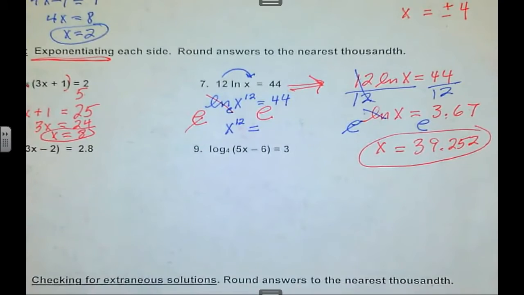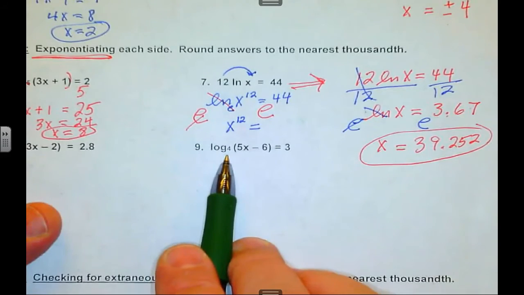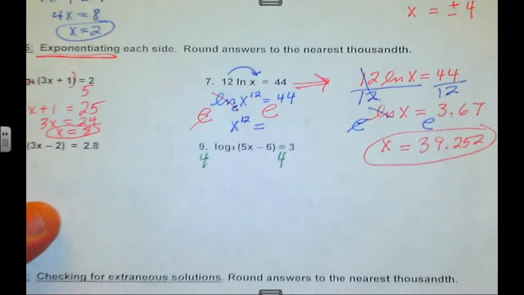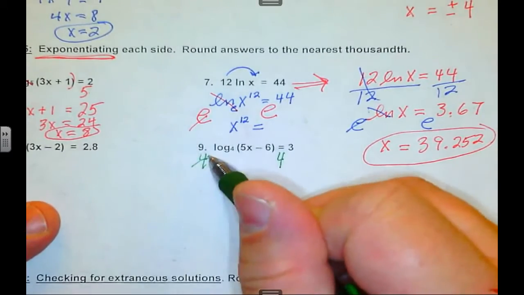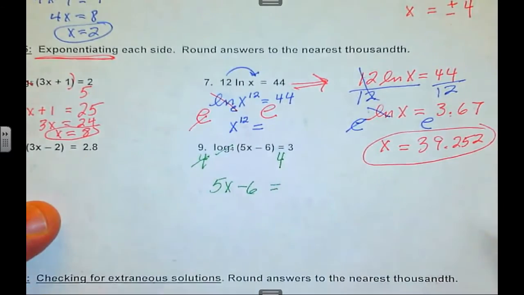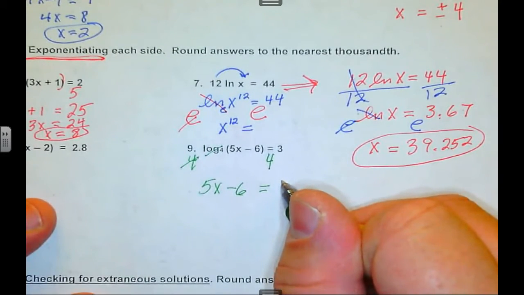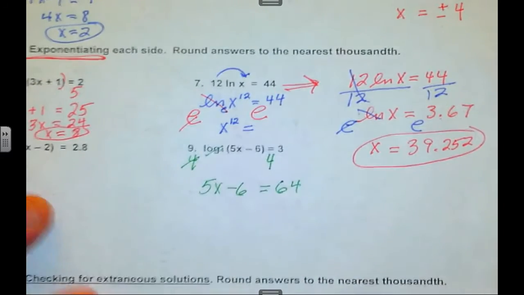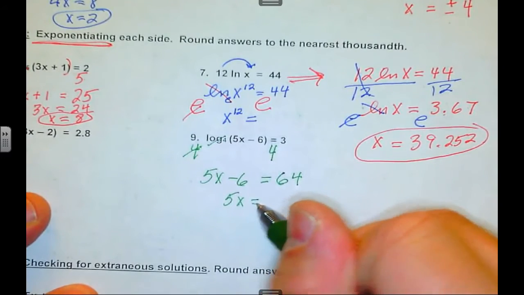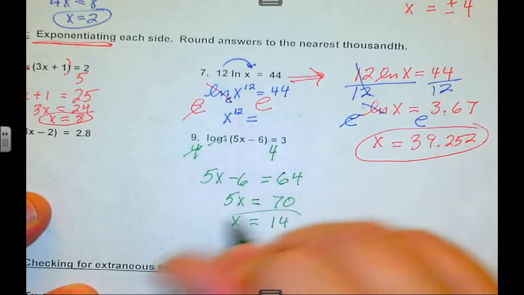All right, number 9. I have log base 4, so I'm going to be exponentiating using 4 as my base. 4 cancels out log 4. I'm left with 5x minus 6. What's 4 cubed? That's right, 64. Add 6 to both sides. 5x equals 70. Divide by 5.